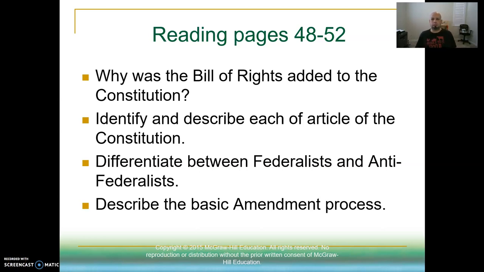So, post-reading today, pages 48 through 52. There are the four focus questions you should have already seen, either up on the board or in just a basic PowerPoint before we began the reading. I didn't do a pre-reading video for this one, so let's just jump into it.